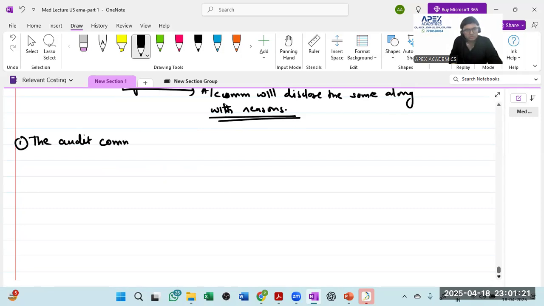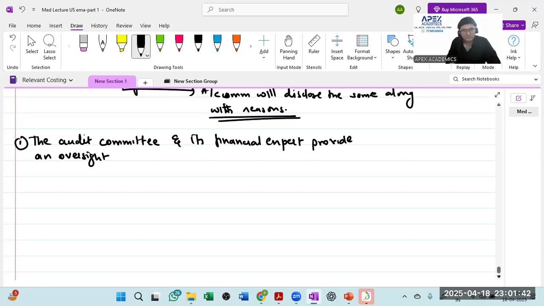The audit committee and its financial expert provide an oversight of the annual audit. What is the meaning of this?